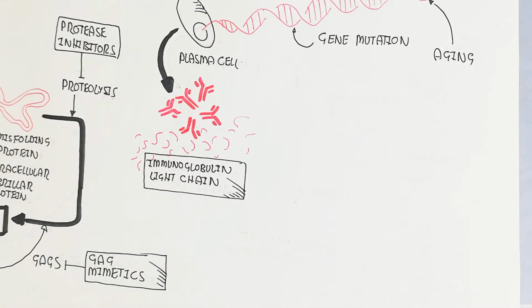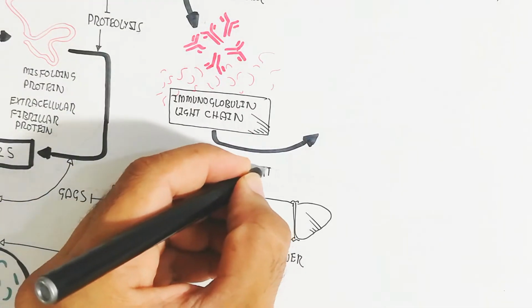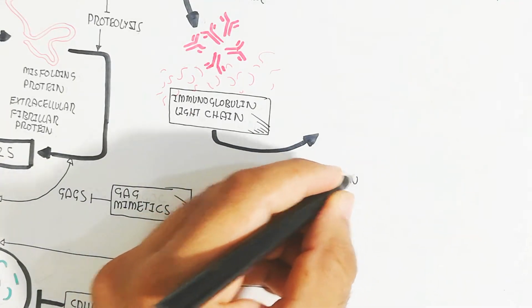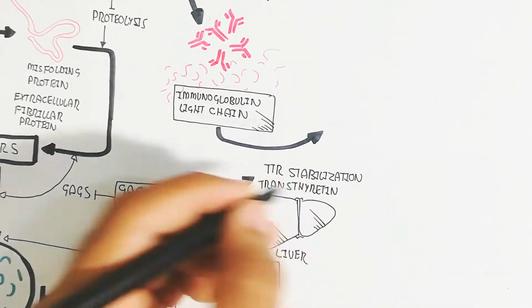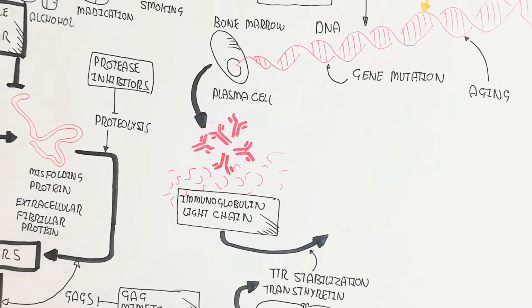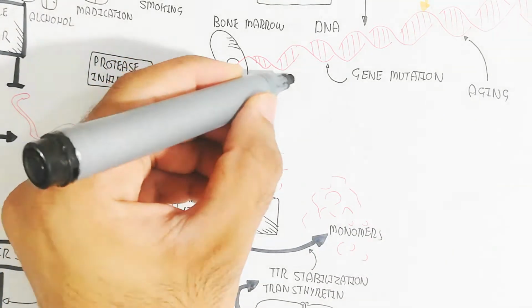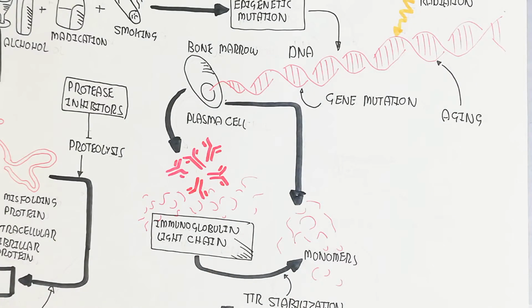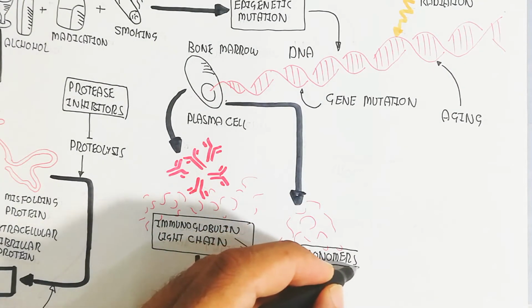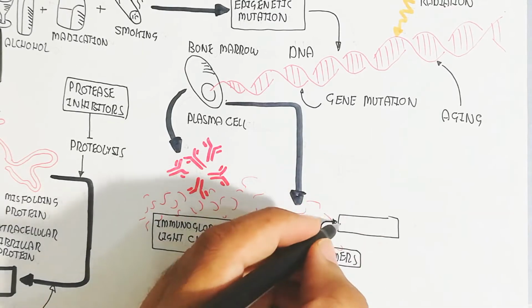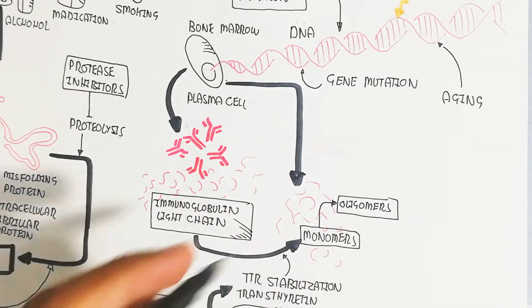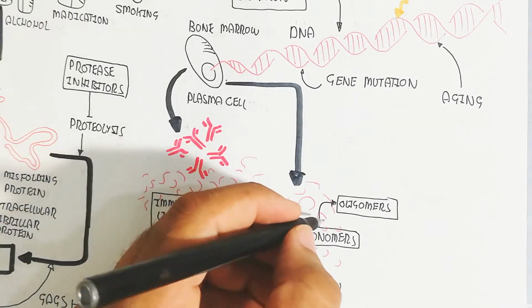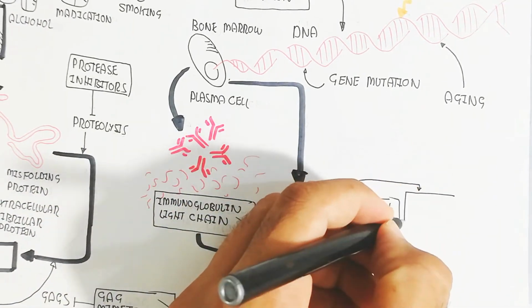So the immunoglobulin light chain is produced here, which converts into monomers and ultimately oligomers and amyloid fibrils again. Here the liver produces transthyretin, TTR. Transthyretin stabilization: transthyretin will convert the monomers from the light chain. These monomers convert into oligomers by several processes, and this amyloid fibril will be formed.